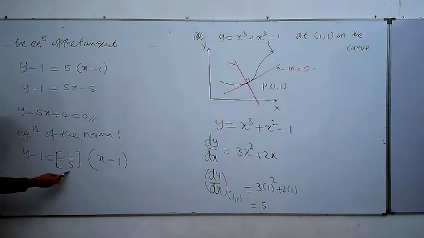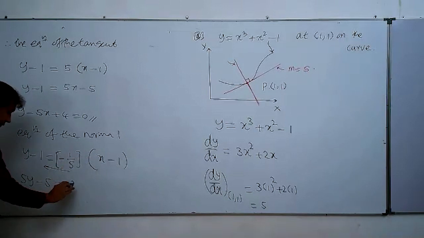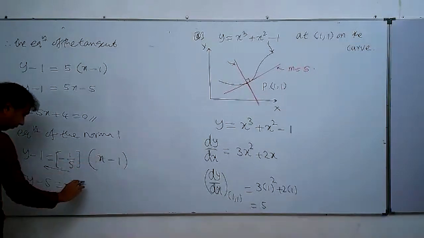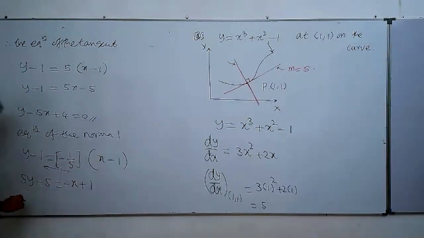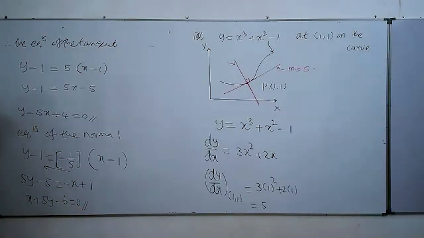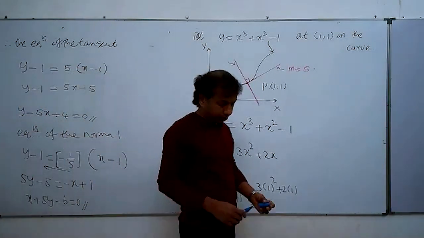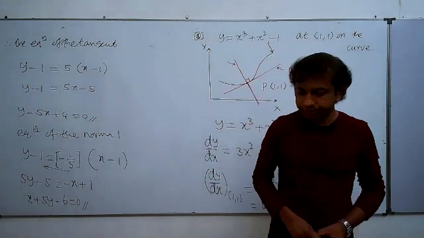Then use cross multiplication by this 5. We get 5 times y minus 5, equals minus x plus 1. Bring these terms to this side. x plus 5y, taking this side minus 1, and with this minus 5, minus 6 equals 0. These are the equations of the tangent and the normal. Okay.